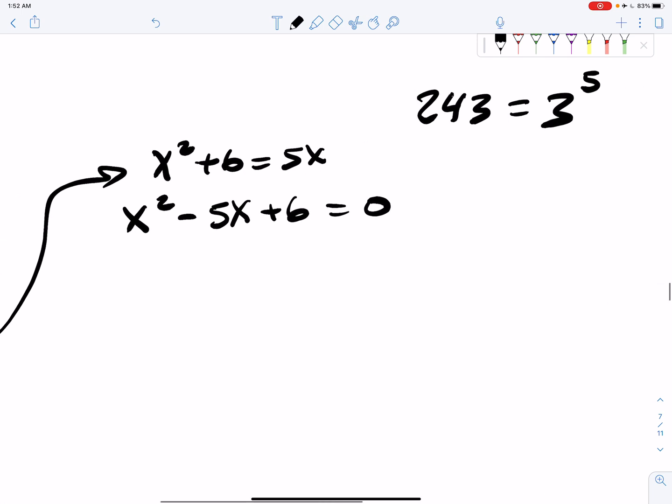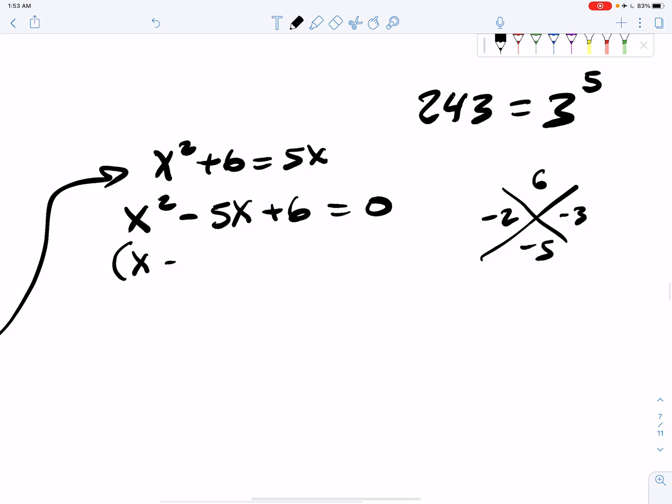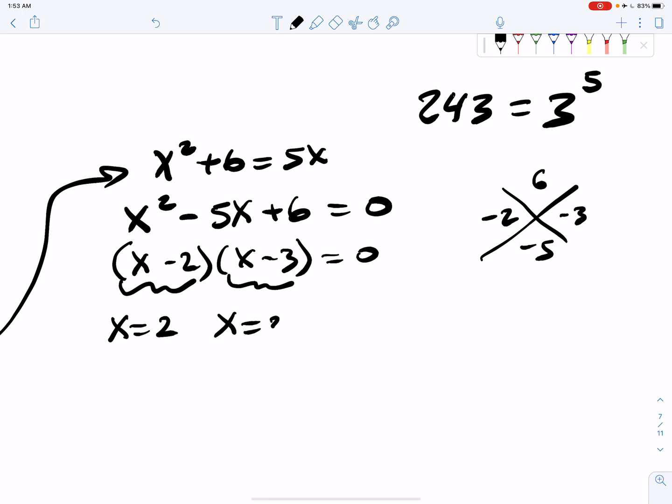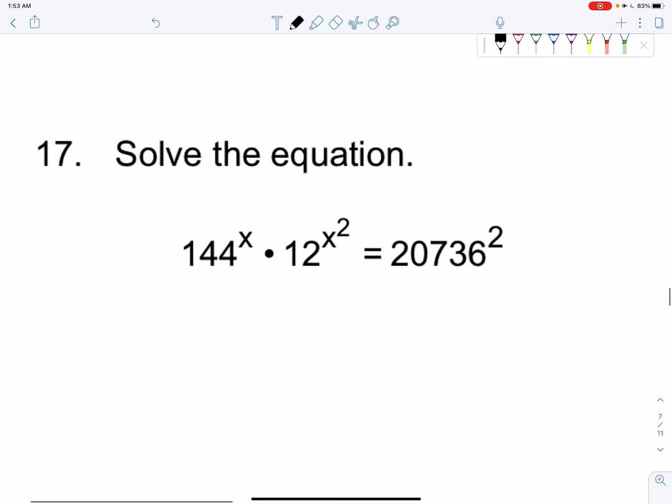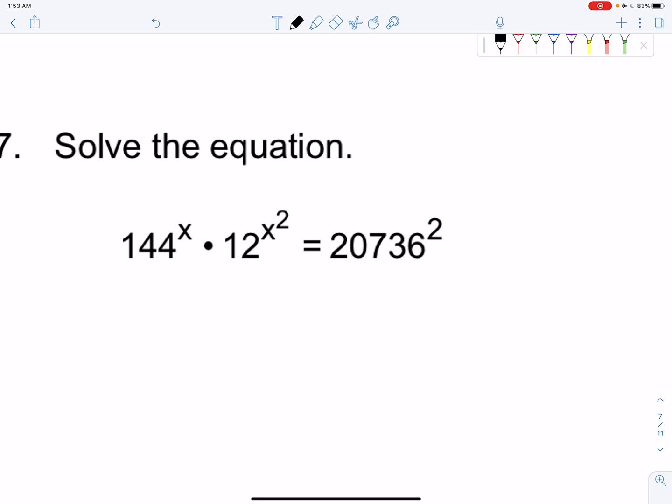And of course, we're now going to factor: what multiplies to 6 and adds to negative 5? That's just negative 2 times negative 3. So this factors down to x minus 2 times x minus 3 equals 0. Set each factor equal to 0, and x equals 2. Or set the second factor equal to 0, x equals 3. And we have two answers on this one: x equals 2 or x equals 3. Number 17. Yikes, look at that nasty thing there.